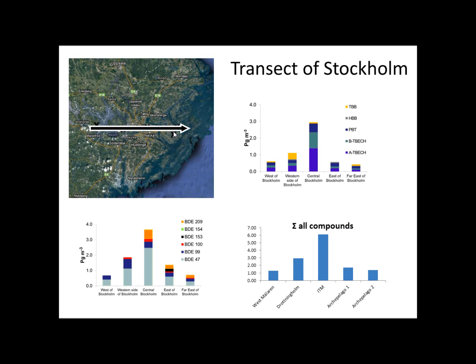Several EBFRs were found in outdoor air, with TBEH being the most predominant. BDE 47 was the most predominant congener of the PBDEs detected. Both EBFRs and PBDEs showed decreasing concentrations with increasing distance from the city of Stockholm, indicating that the city itself is a source of flame retardants to the outdoor environment.